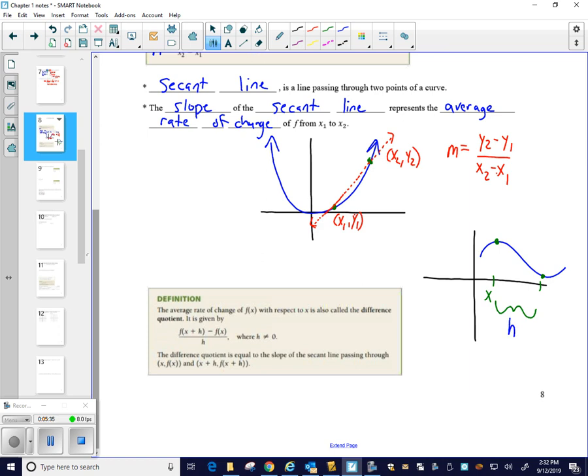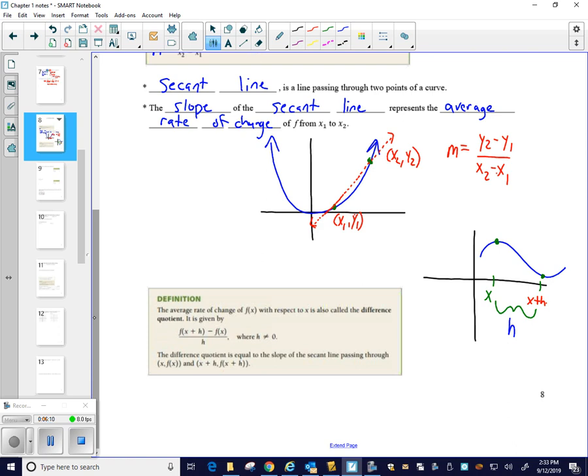So h really represents the distance between the two. So if the length of distance from this first point to the second point is h units long, then my second point, my second x value, is going to be the original x value plus that distance h. So there's where that x plus h comes in. It's just going to mean that there's some kind of a space in between the two x values, and we're calling the difference between those spaces h. That's where the h comes from in this difference quotient.